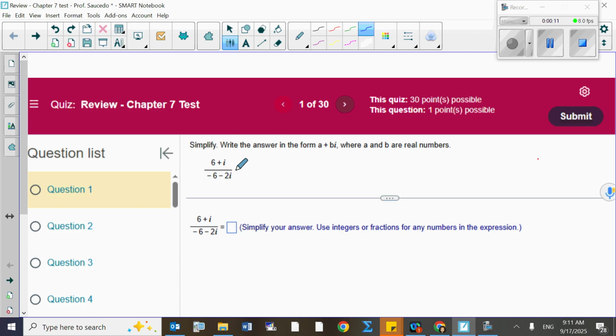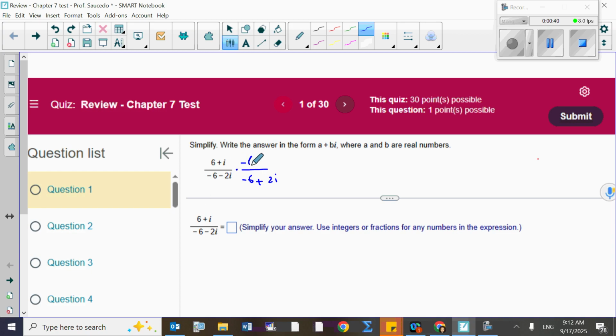In order to simplify this expression, we need to multiply both top and the bottom by the conjugate of the bottom because we want to get rid of the I in the denominator. What is the conjugate of the bottom? You're going to write the same terms that you have, -6, the first one, and 2I is the second one. And instead of putting a negative, you put a plus between them. So this is the conjugate of this term.